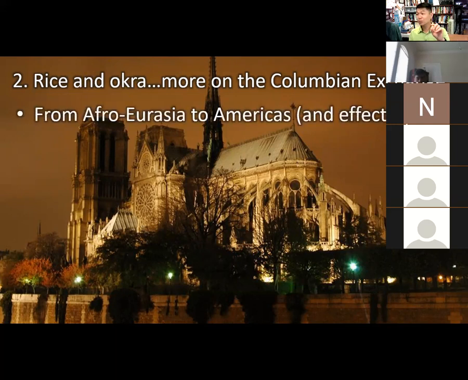And so what's probably the biggest, the most impactful phenomenon coming out of the Columbian Exchange from Afro-Eurasia to the Americas? What's the biggest one? The creation of new slaves. Yeah, in regards to the Columbian Exchange.